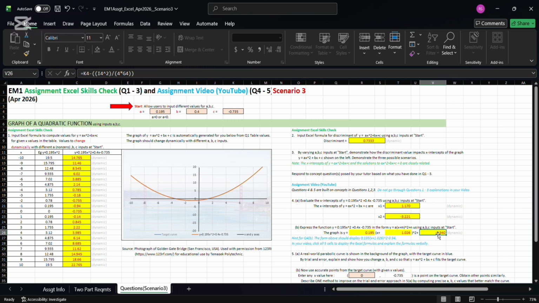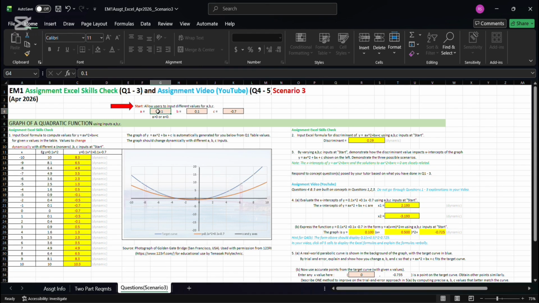Therefore, the equation in vertex form is y equals 0.195 open bracket x plus 1.026 close bracket squared minus 0.940. From this equation, the vertex is open bracket negative 1.026 comma negative 0.940 close bracket, which is the turning point of the graph. For question 5a, I used trial and error to fit the quadratic graph to the bridge curve.